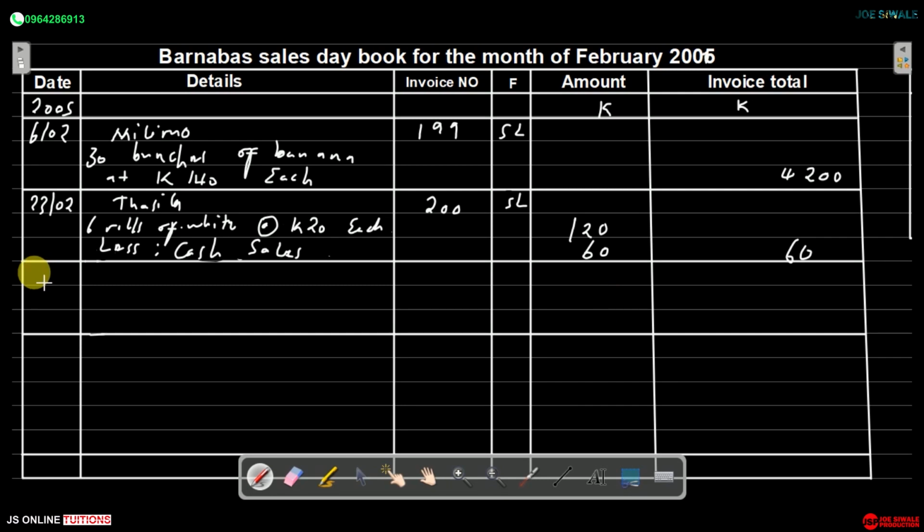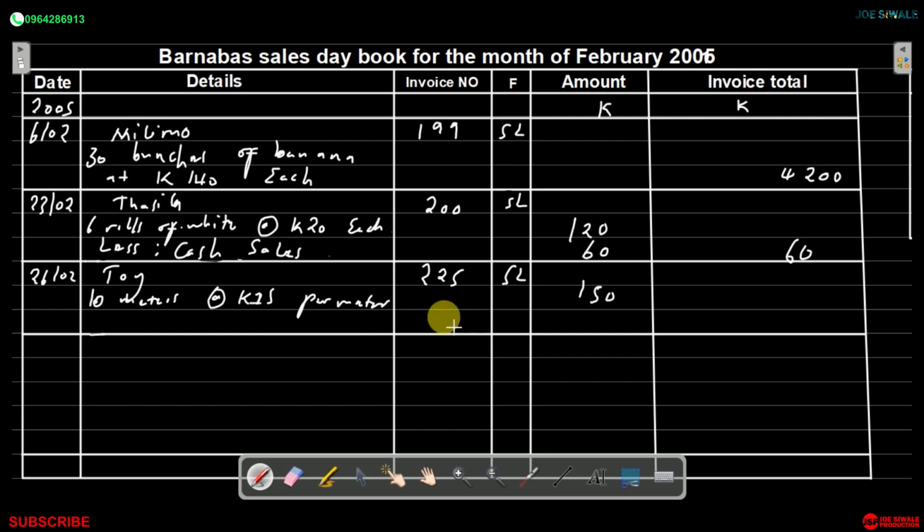So the date there is the 26th of February. There we're going to say Toy. So 10 meters at 15 kwacha per meter, and we know that our invoice number there is 225. Then we're going to have our sales ledger there. So we're going to say 10 multiplied by 15, we're going to have 150.